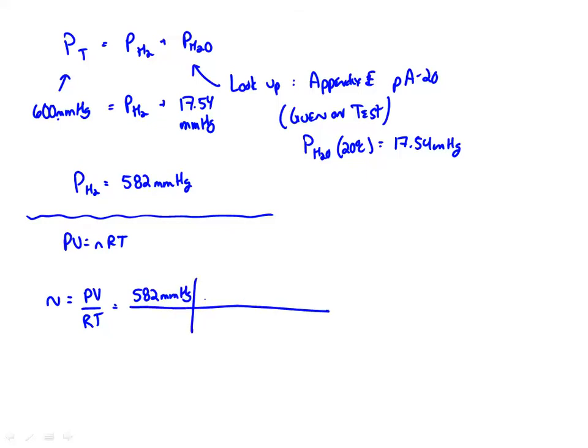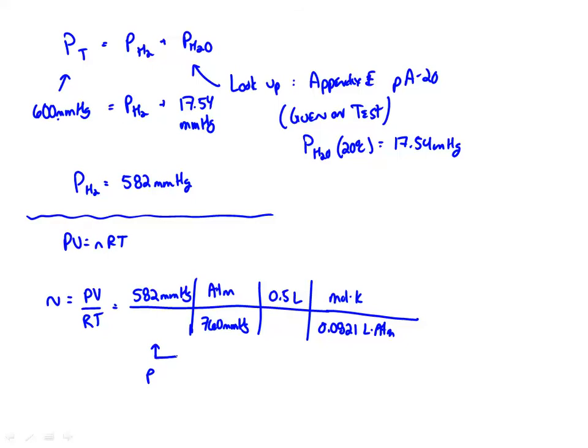Our volume, since our constants are in atmospheres, we have to do a quick conversion from millimeters of mercury to atmospheres. We put in our volume, 0.5 liters. We put in our gas constant. Oops, this is mole Kelvin all over 0.0821 liter atmospheres. So here's my P, these two parts. Here's my V. Here's my R.